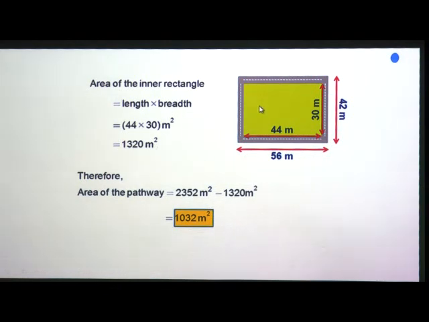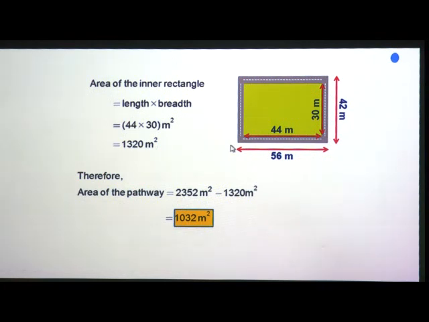We found the area of the outer rectangle. Now, our question was the area of the pathway. The pathway, which is shown with a white dotted line, is nothing but the pathway. What is the total area of the gray portion? So, area of the pathway is equal to the area of the outer rectangle, which we already calculated as 2352 meter square, minus the inner area, that is 1320 meter square.